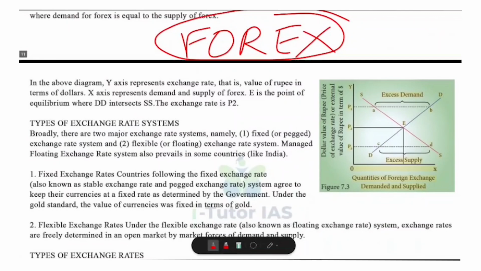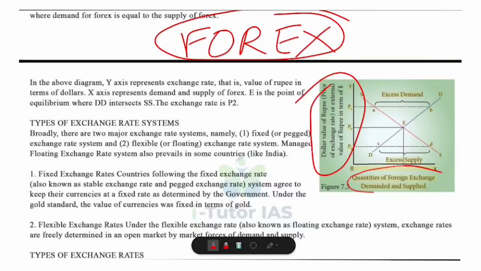Let's look at the graphical representation. On the y-axis you can see the exchange rate, and on the x-axis the quantity of forex in dollars. DD is the demand curve, SS is the supply of dollars, and E is the intersection of DD and SS, which is the equilibrium point. P2 is the exchange rate at equilibrium. At P2, the quantity of dollars demanded is equal to the quantity of dollars supplied.